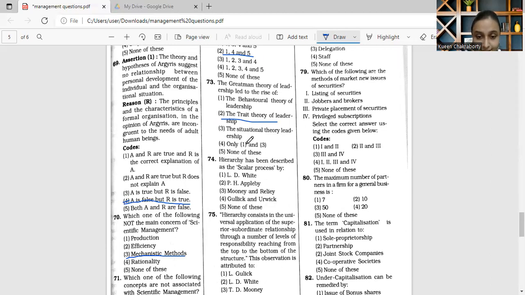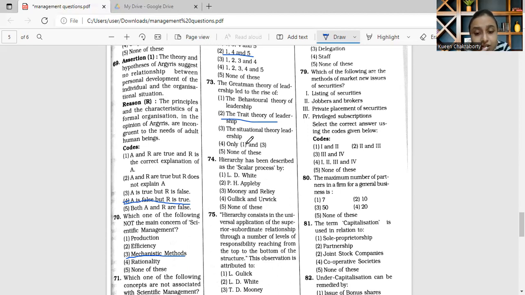Hierarchy has been described as the scalar process by L.D. White, P.H. Appleby, Mooney and Reilly, Gulick and Urwick, or none of these. See, both Luther Gulick and Lyndall Urwick were great synthesizers, people of the classical approach who gave strong theory for administration. They fashioned a set of principles to design and guide organizations.